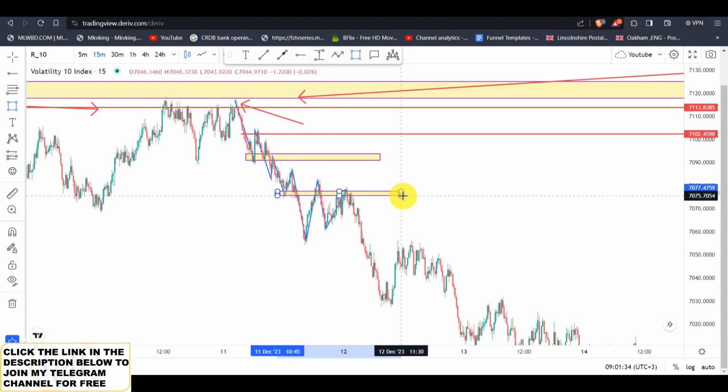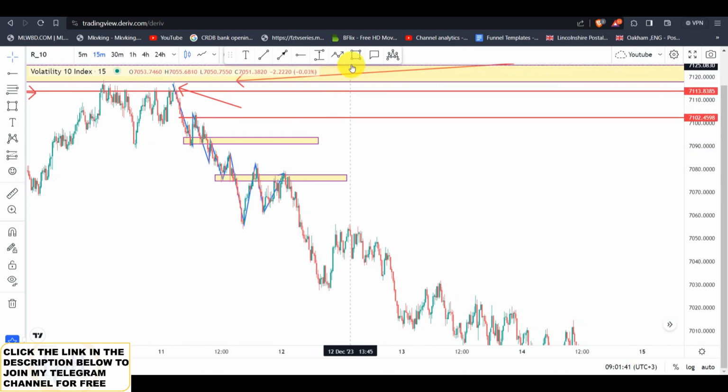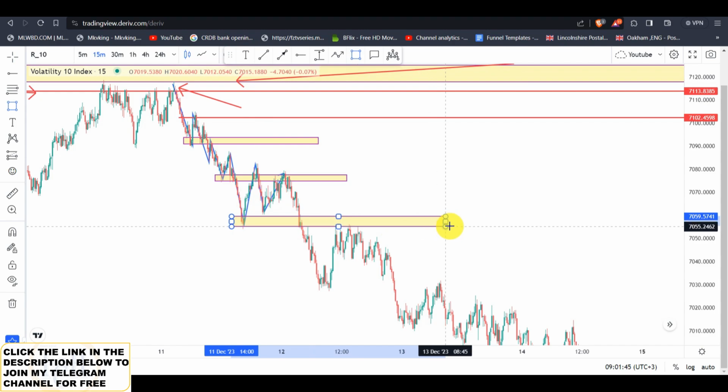So you can see on the lower time frame, the concept of lower highs and lower lows, the retest and continuation, is obeyed very, very well. So this is another approach on how you could have got these entries.